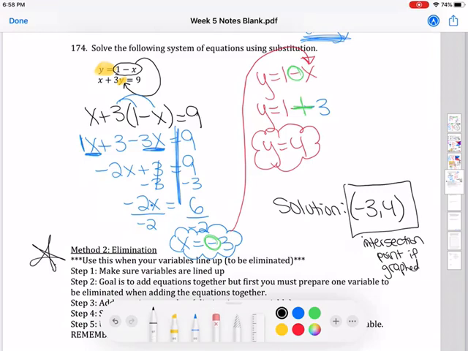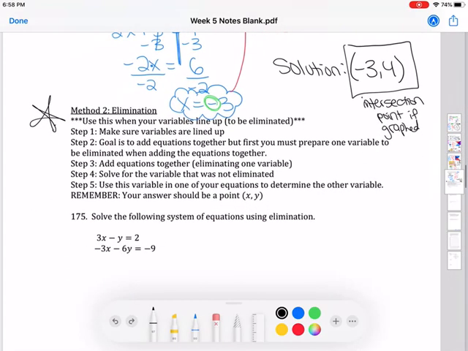Okay, so that's really the gist of substitution. You take what one of your equations is equal to, and you want that y equals or x equals set up so you can easily just substitute it in for that letter in your other equation. That would be substitution. Elimination has a different setup.